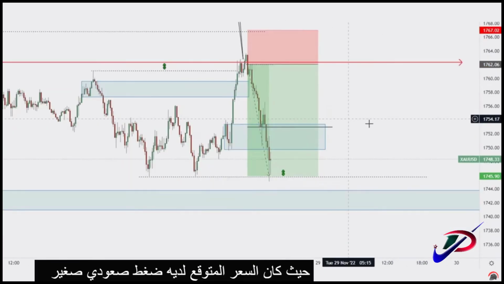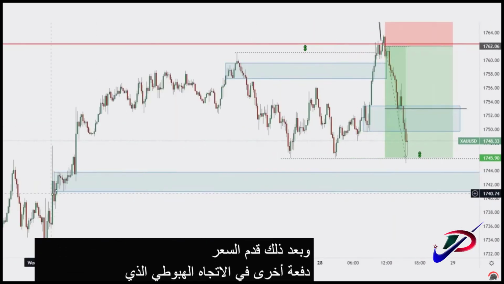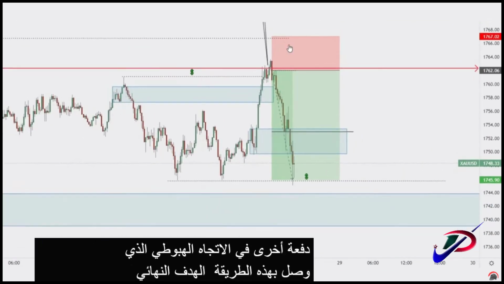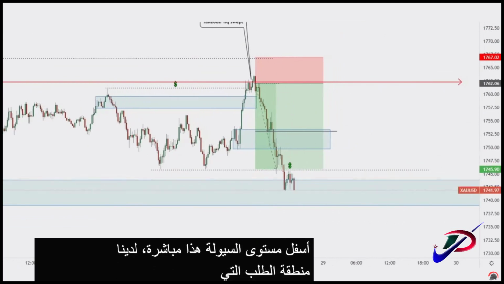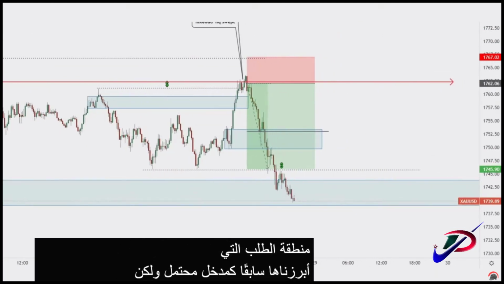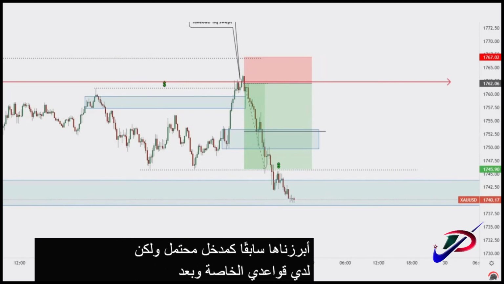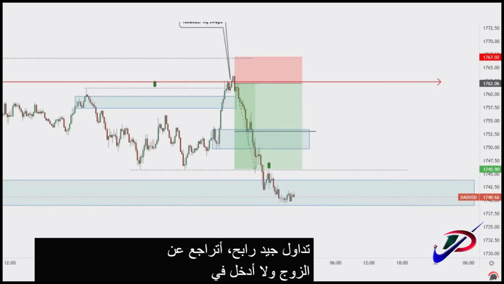As expected, price had a small bullish pressure, and after that price made another impulse in the downside direction, reaching in this way the final target. Right below this liquidity level, we have the demand zone that we previously highlighted as a potential entry. But I have my own rules, and after a good winning trade, I take a step back from the pair and don't enter the reversal trade.